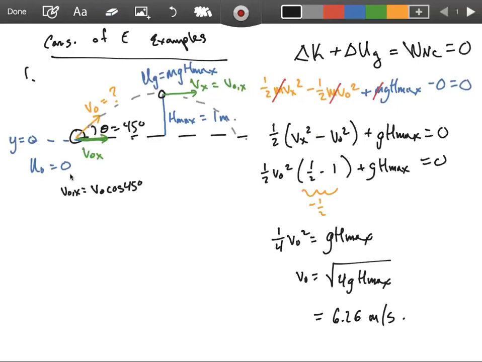So we could have used kinematics, but in this case, since it's projectile motion, we would have to work with both the x direction and the y direction, use the y direction then to solve for the time, and then plug that into the x direction to eventually get the initial velocity. But in this case, we don't have to worry about any of that stuff. All of that is simply built into the energy, so we don't have to worry about components and directions and all that kind of good stuff. So it's actually much easier. Not too bad. So let's do another one.